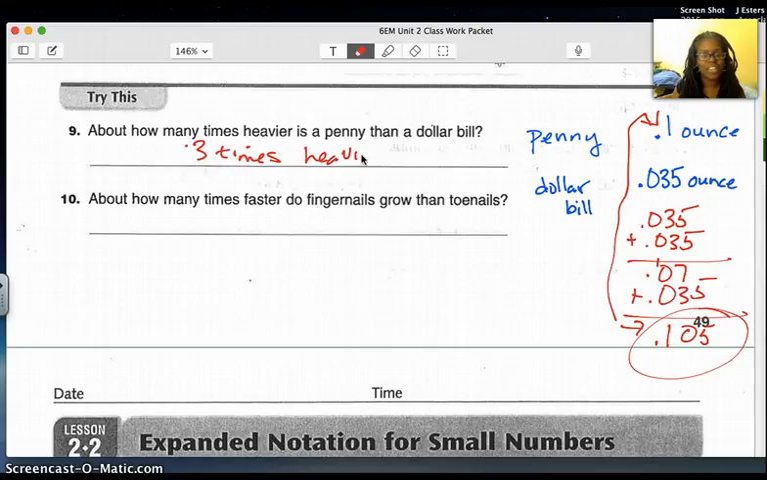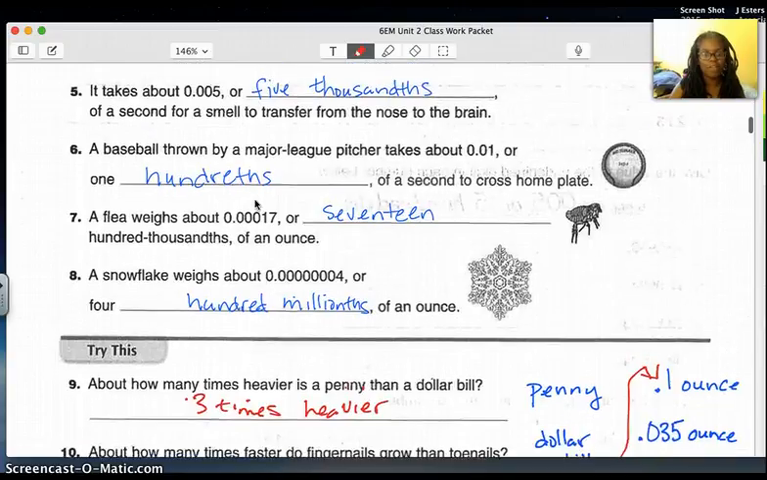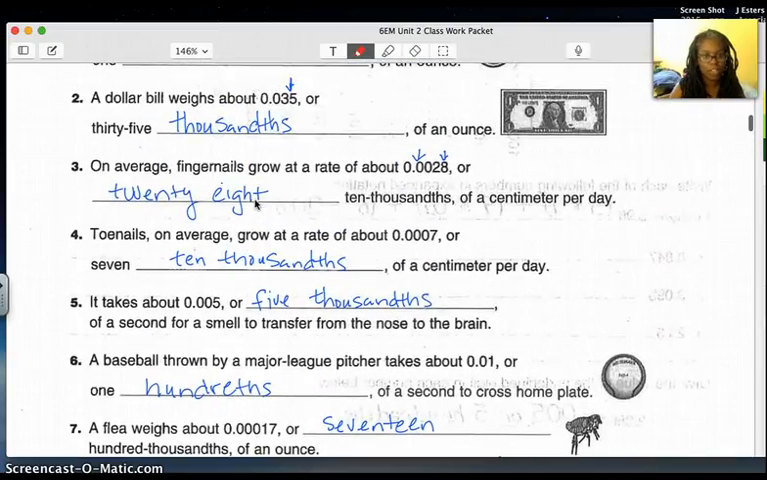All right, so the next question is asking about the rate at which your fingernails and toenails grow. From what we looked at together, we saw that the average rate of fingernail growth is this right here, about 28 10,000ths of a centimeter per day. And then the average rate that toenails grow would be 7 10,000ths of a centimeter per day.